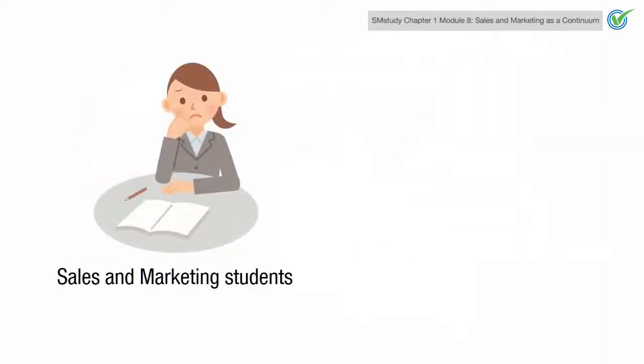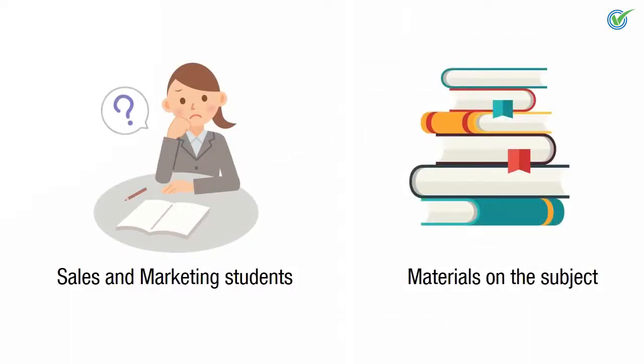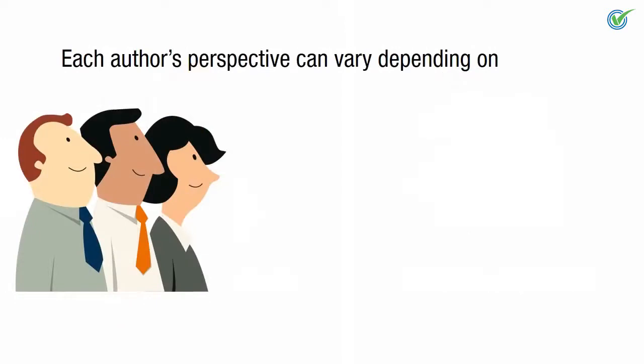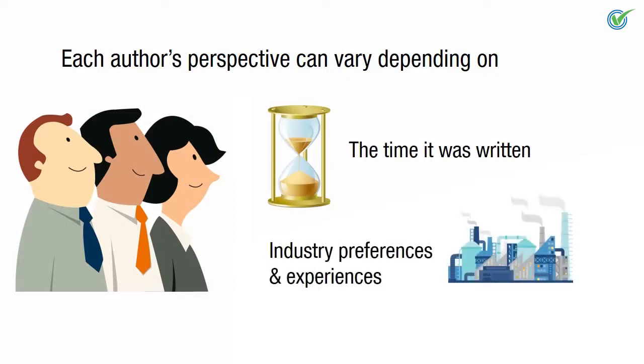Sales and marketing students who read material on the subject often find the literature confusing because authors offer varied perspectives that may be difficult to assimilate and comprehend in the present day. Each author's perspective can also vary depending on when the material was written, his or her individual or industry preferences and experiences, and other factors.